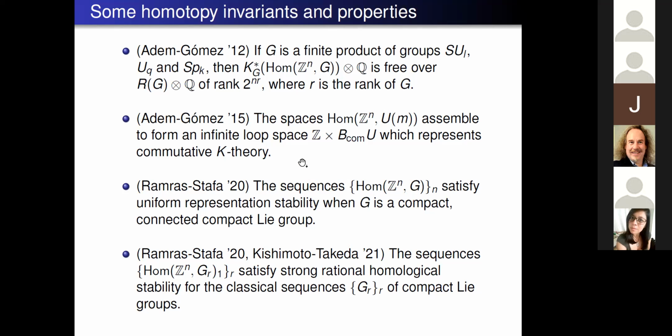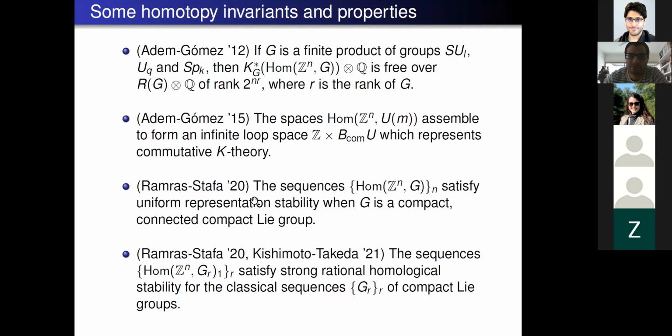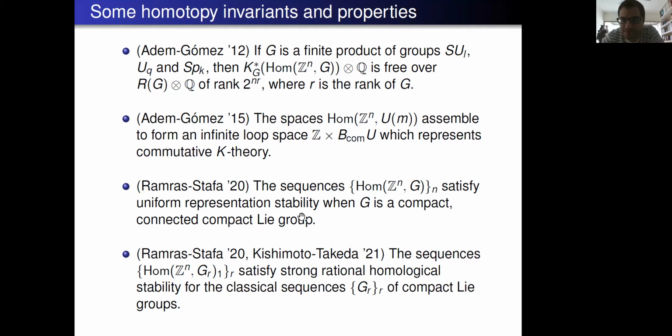Two other works that are very related to what I'm going to talk about today are the works of Ramras and Stafa, which dealt with homological stability and representation stability. So in a relatively recent paper, they showed that with respect to the number of elements in the tuple, these spaces satisfy uniform representation stability. And when you take one of the classical sequences of compact Lie groups, they satisfy a strong rational homological stability. And I'm mentioning here also Kishimoto and Takeda, because after Ramras and Stafa, they proved this homological stability. They improved the bound.